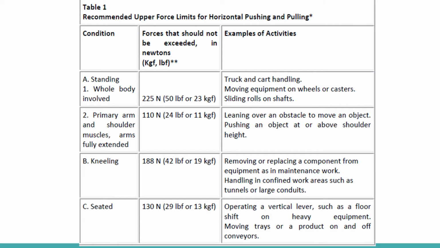This table, called recommended upper force limits for horizontal pushing and pulling, is a summary of the forces that should not be exceeded when a person does work. For example, in kneeling, the force applied should not be more than 188 newtons, 42-pound force, or 19-kilogram force.